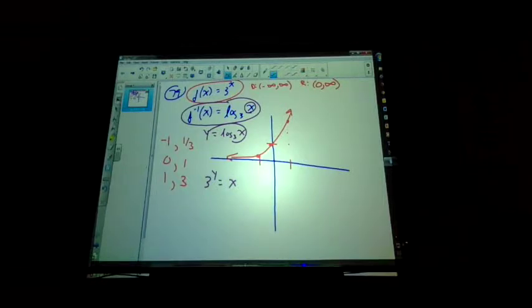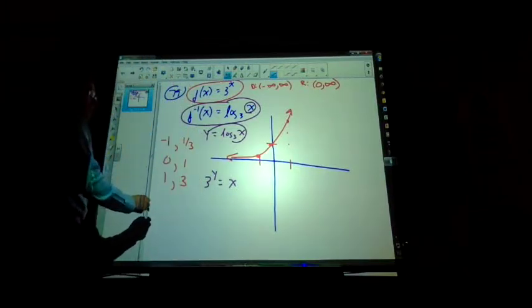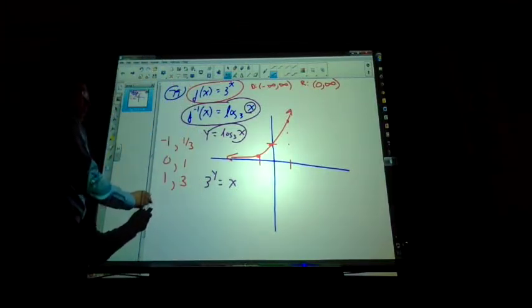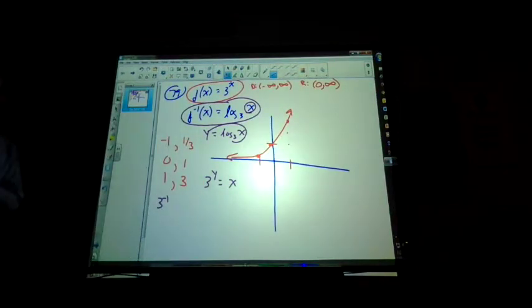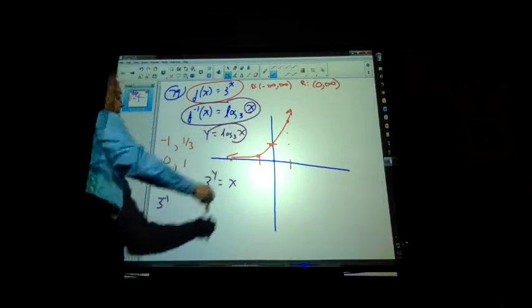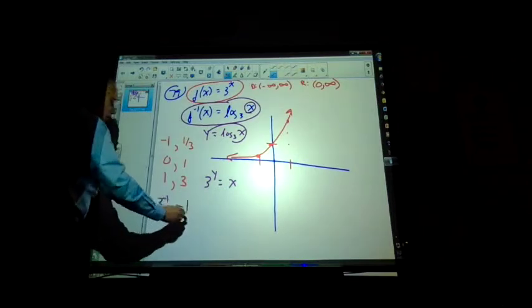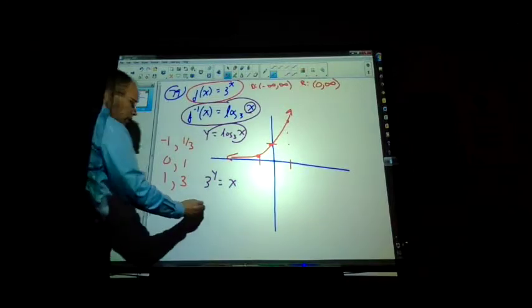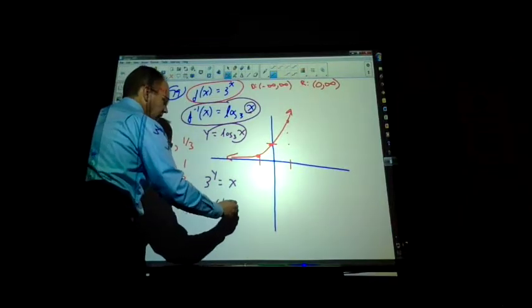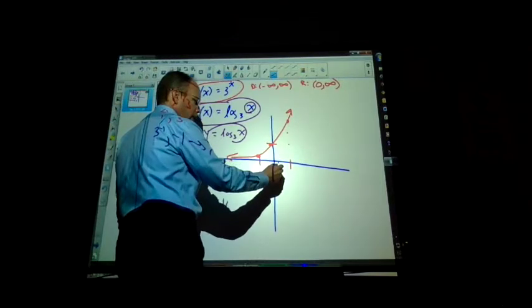Okay, good. So let's think about it. Can I go 3 to the -1? Would that work? If I plug 3 to the negative 1 in right here, what do I get as an answer? Negative 1. So what is 3 to the negative 1? It's 1/3. So this would yield me the point 1/3 comma negative 1. Okay, so let's see. 1/3, negative 1.